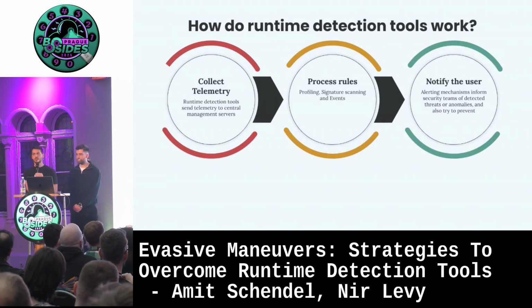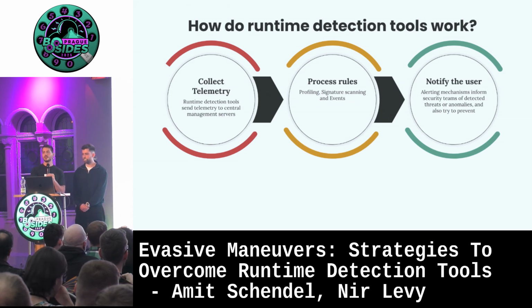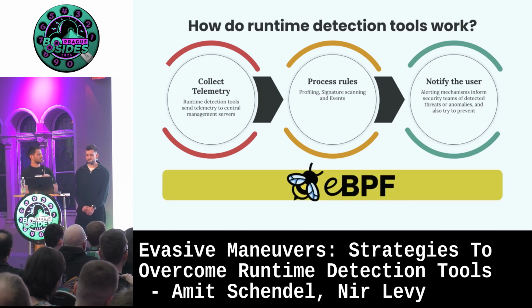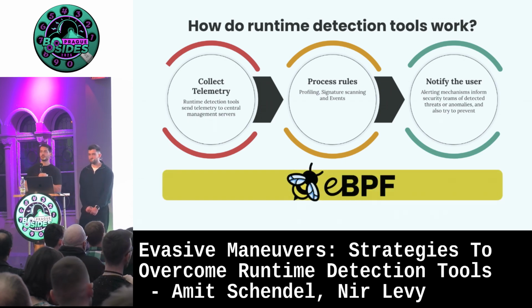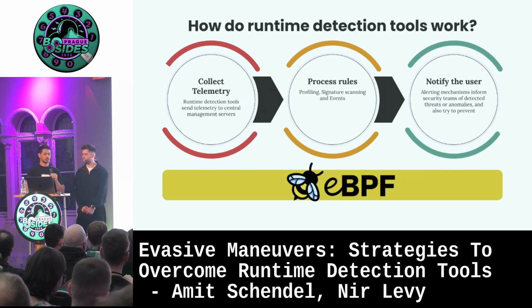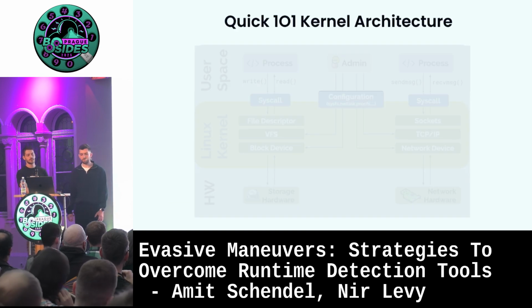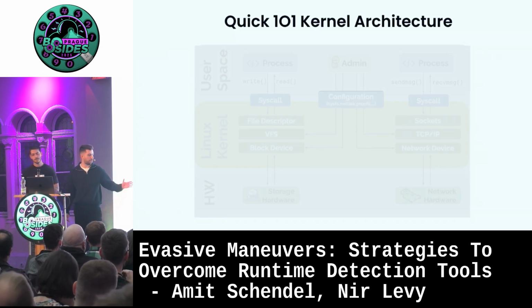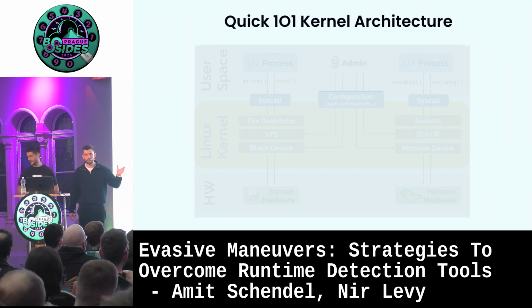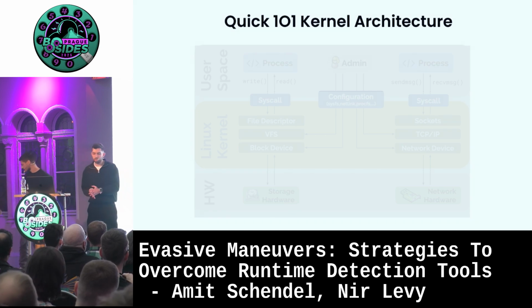So now that we understand how runtime detection tools work, we need to understand how the telemetry is actually being collected and how we can tamper with that. Now, the most widely used technology today by security vendors is eBPF. And I'm going to pass it to Nir to explain about eBPF, and then we can see how we can bypass that.